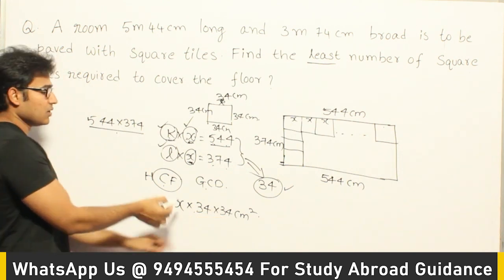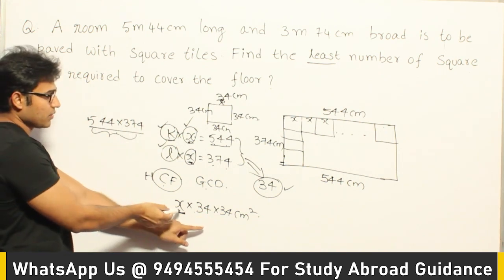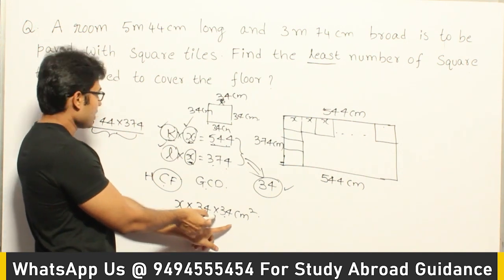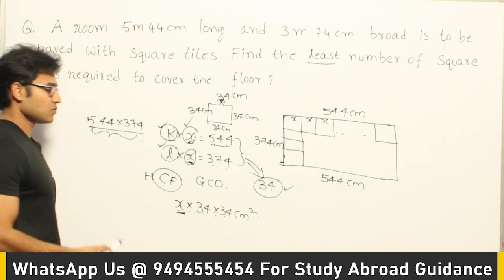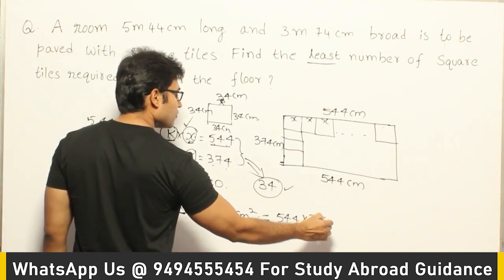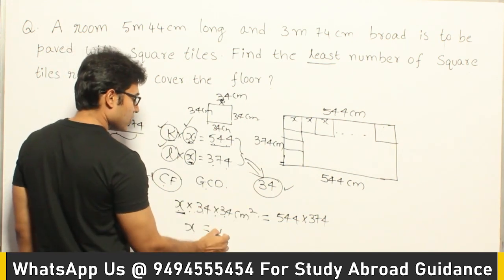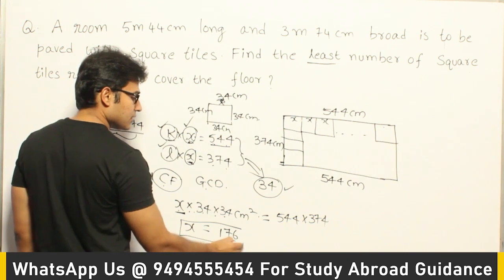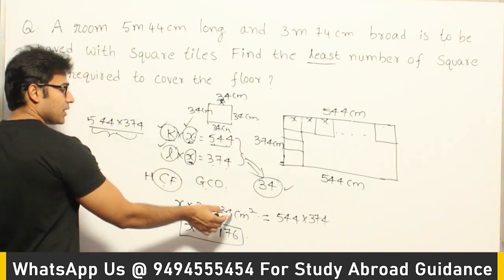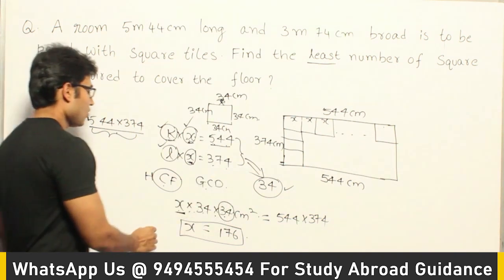Are you getting this? Using x tiles, I am able to cover this entire area. Therefore, if you assume that each tile area is this much, then x into one tile area should be equal to the total area that has to be covered, which is 544 into 374. Now what do you get as x? x equals, if you just divide it, you are going to get 176. What does it mean? 176 tiles are required to cover it, given that you have taken each tile of size 34 by 34, right? Okay.